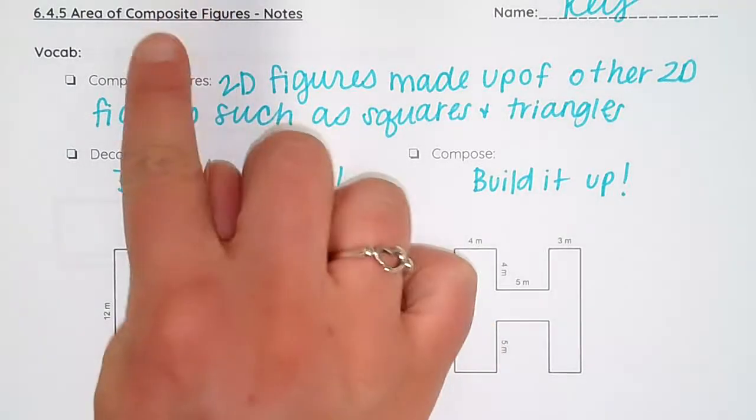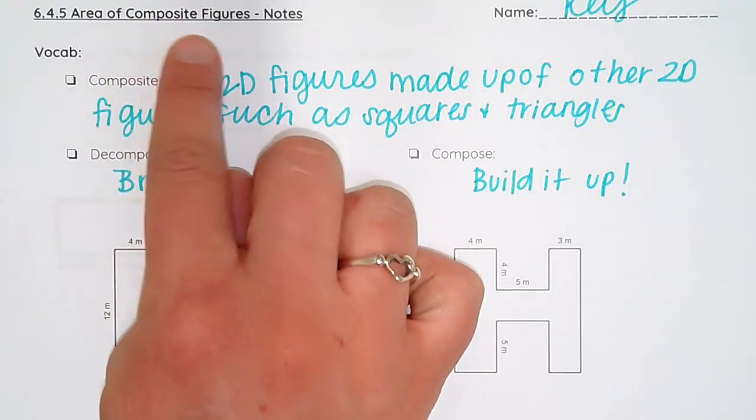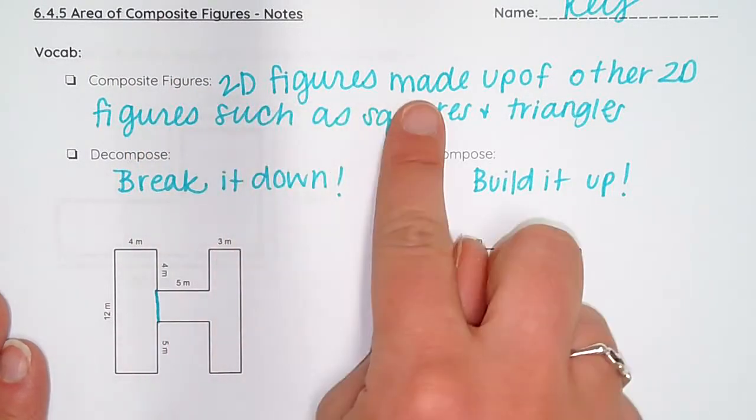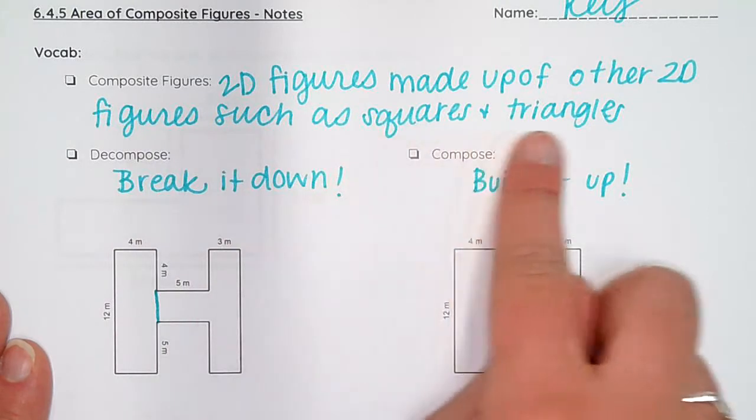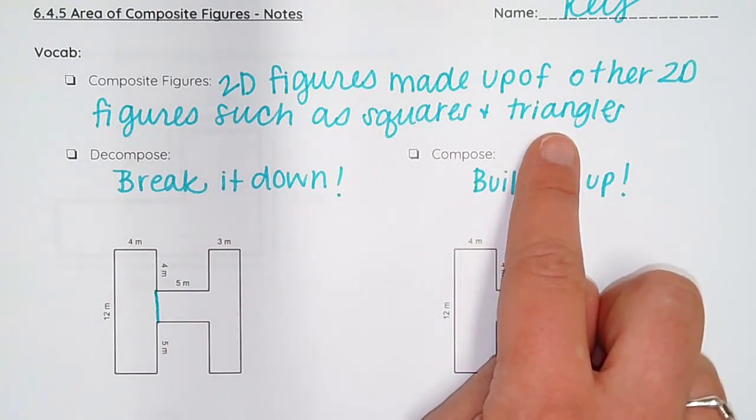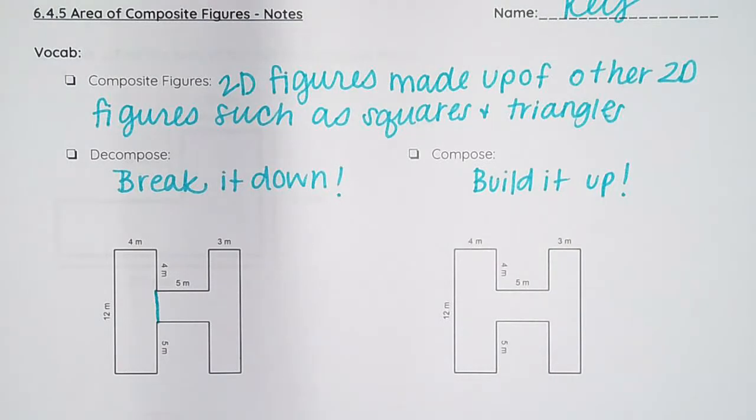Today we are going to talk about finding the area of composite figures. We have learned that composite figures are 2D figures made up of other 2D figures, such as squares and rectangles. However, we need to figure out how to find the area of these figures because they can be all different shapes, all different sizes. So we need to figure out how to do that.